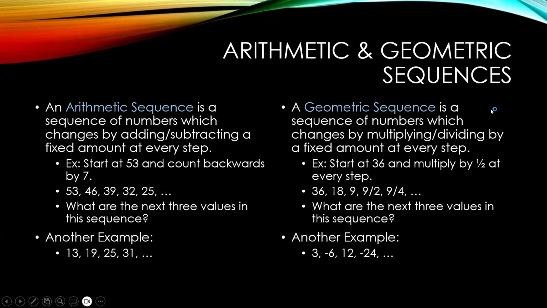A geometric sequence is a little different. And so instead of adding or subtracting, we're going to be multiplying or dividing by a fixed amount at every step. As an example, start at 36 and multiply by 1/2 at every step. So you would go 36, 18, 9, 9/2, 9/4, 9/8. You could just keep going on and on and on in that direction. Here's another example. 3 to -6, -6 to 12, 12 to -24. What's happening is we're multiplying by -2 at every single step.